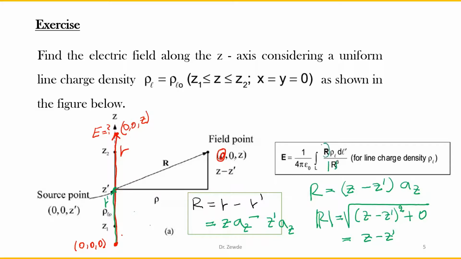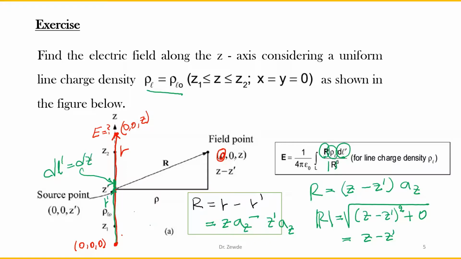So we have R, we know the charge distribution, it is given here, and we know dl prime. dl prime is a differential length for the charge distribution, so it is along the z-axis. So if I say this is a differential length dl, and it's along the z-axis, this is dz prime. We use prime for the source points. So dl prime is dz prime because it is along the z-axis.